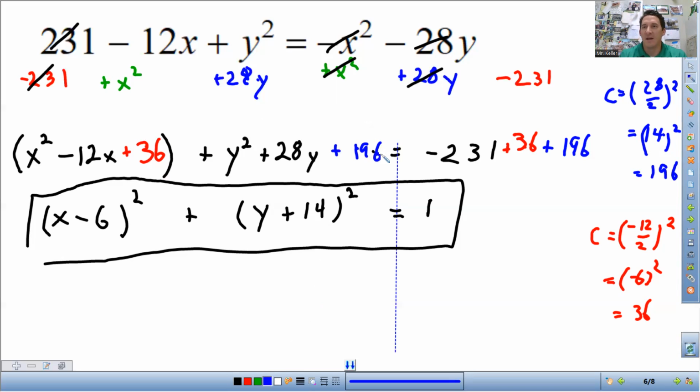All right. And again, if you need a review of completing the square, check out that video for completing the square. But that'll do it for equations of circles. We'll be doing equations of parabolas next time. Fun stuff.